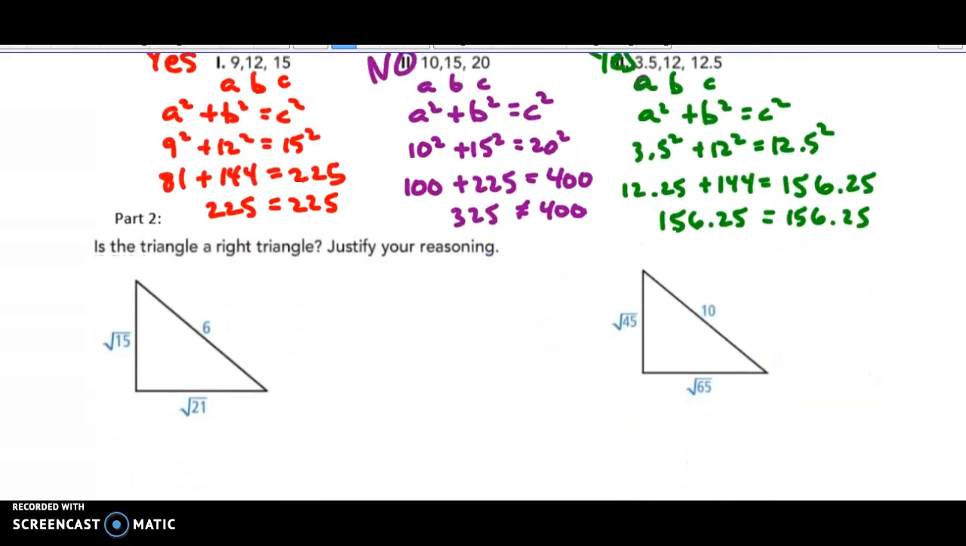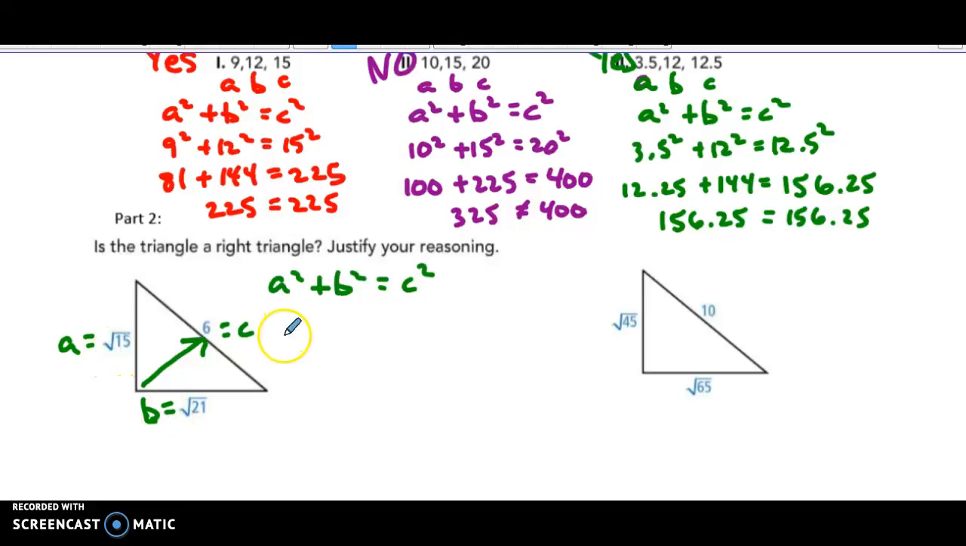All right, last section. Same idea, just using some square roots as side lengths this time, which is new for us, but we're going to do the exact same thing. Nothing changes. We're going to test with a squared plus b squared equals c squared. So my side opposite the right angle is going to be my c. We could call this one a and this one b. Doesn't really matter. Usually a is our shortest value, but these are both legs, so it doesn't really matter which one I label a and b.